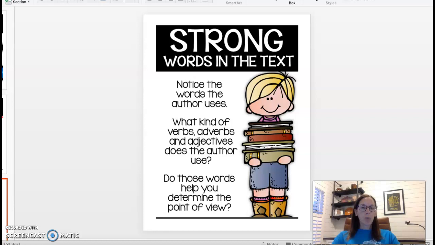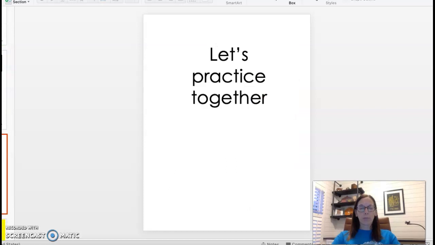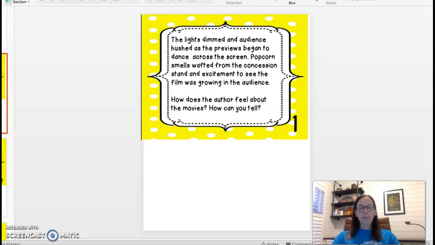There are some strong words in the text, so you need to notice the words the author uses, and we're actually going to be doing that together today. We're going to be looking at the kinds of verbs, adjectives, and adverbs the author uses, so the words that describe things. And do those words help you to determine the point of view? Usually they are very helpful. All right, we're going to do some practice together, and then I'll tell you what your assignment is going to be. So you can read along as I read this to you.